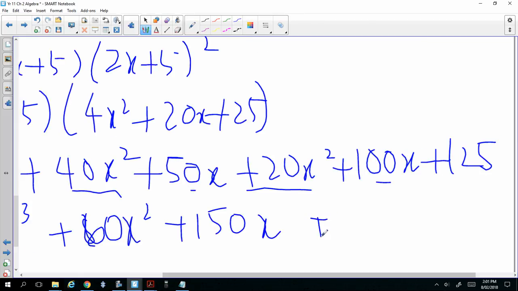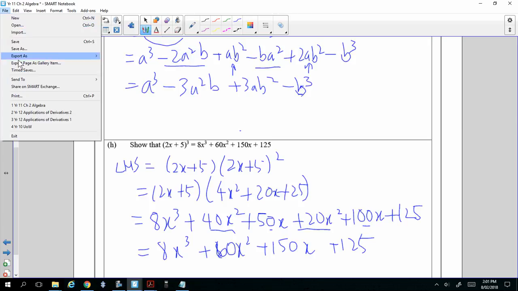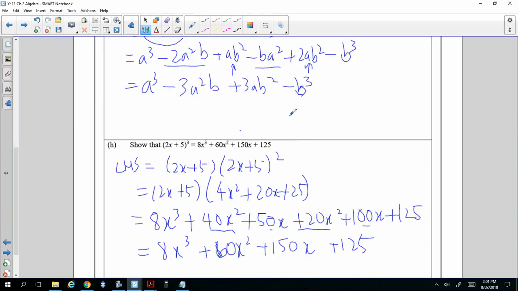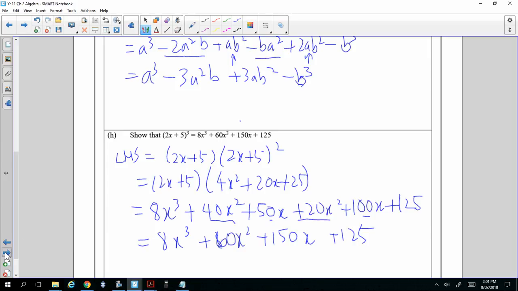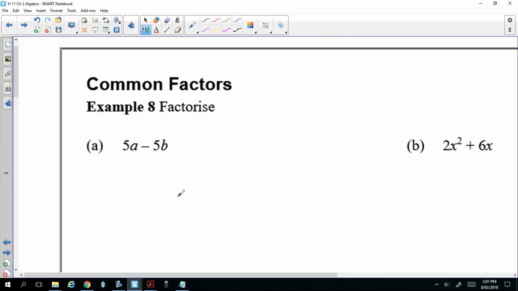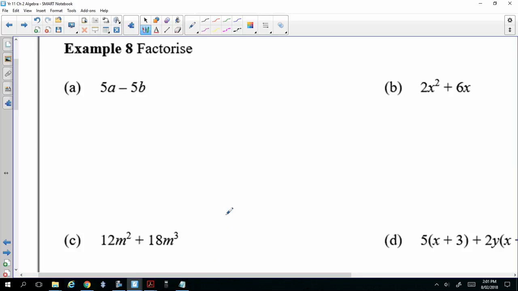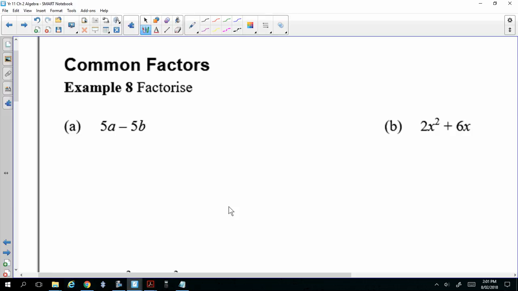Right, these are all the possible expansions you could get in the exam. So make sure you practice these and do the questions from the textbook. And the last thing we're going to do today is common factors, factorizing common factors out. So factorization is the opposite of expansion. So we'll take the common factor 5, so that becomes 5 times a minus b. Because if you expand this, 5 times a is 5a, 5 times b is negative 5b. So it's the opposite of expansion.